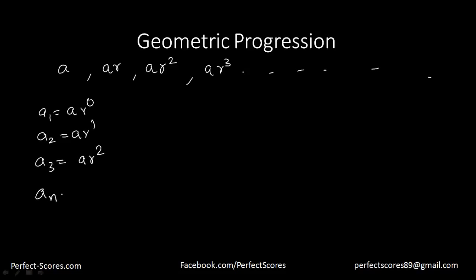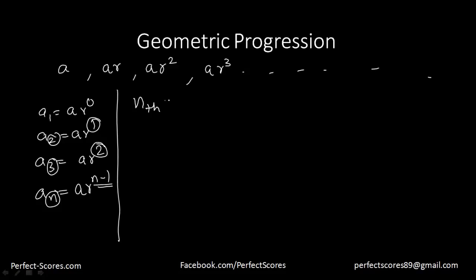So what is going to be the nth term? That is going to be a into r to the power n minus 1. As you can clearly see, this is 3 and this is 2, this is 2 and this is 1, so if this is n, this is going to be n minus 1. So the nth term of any geometric progression is a into r to the power n minus 1.